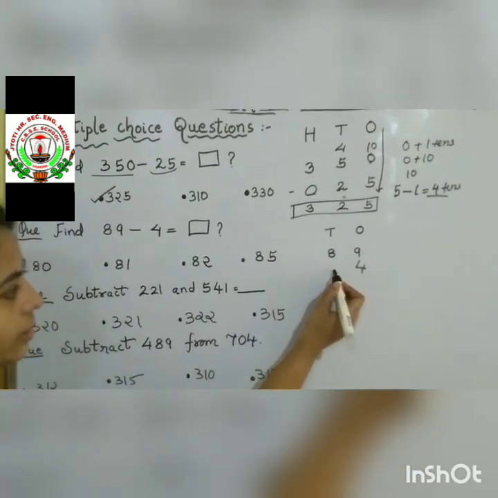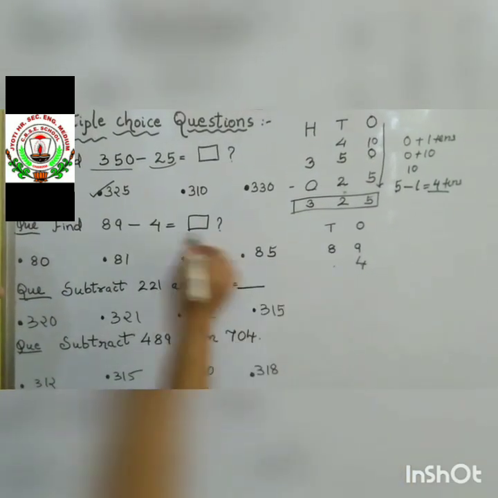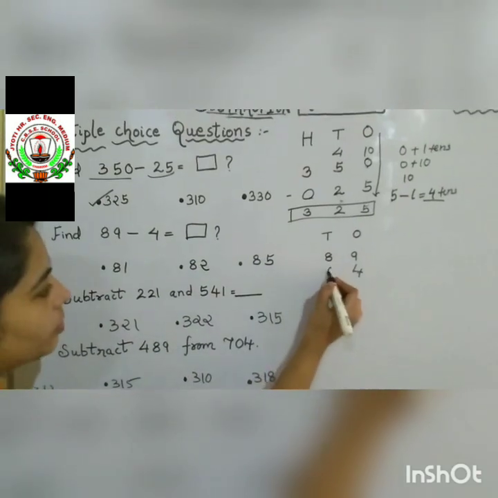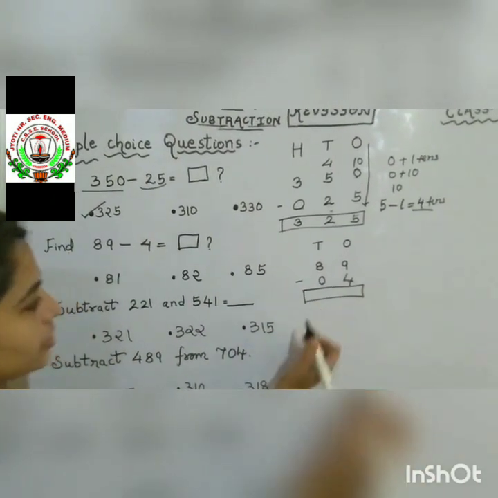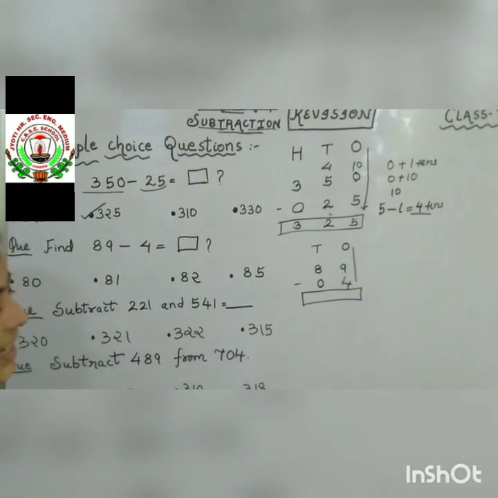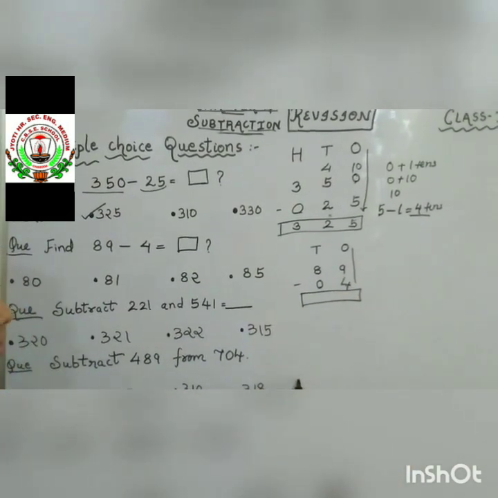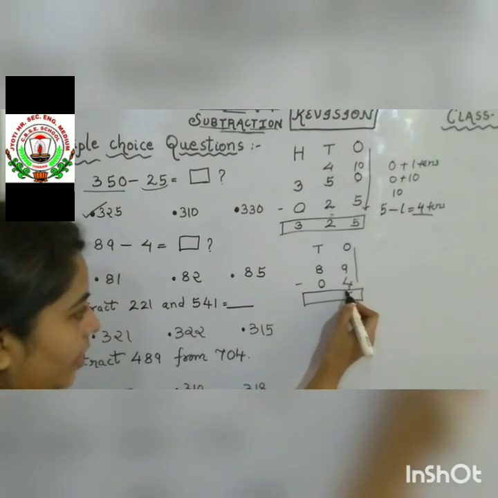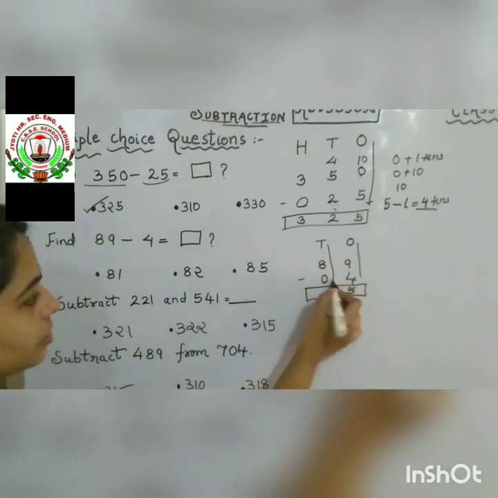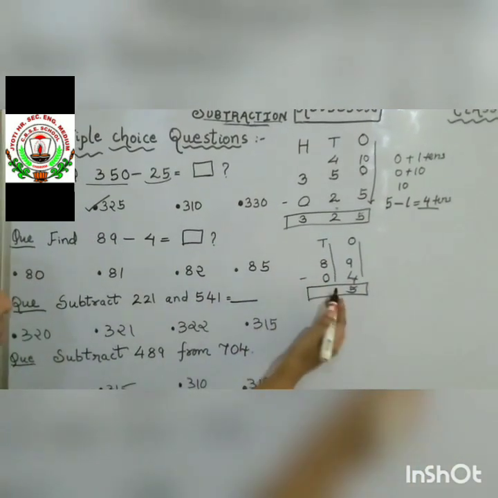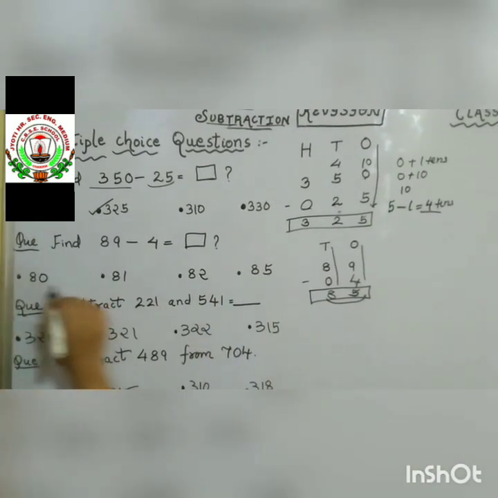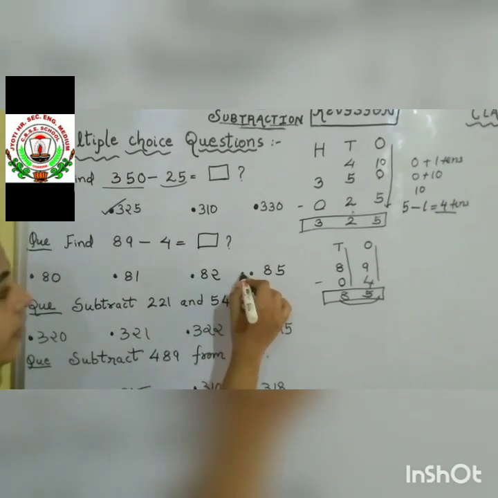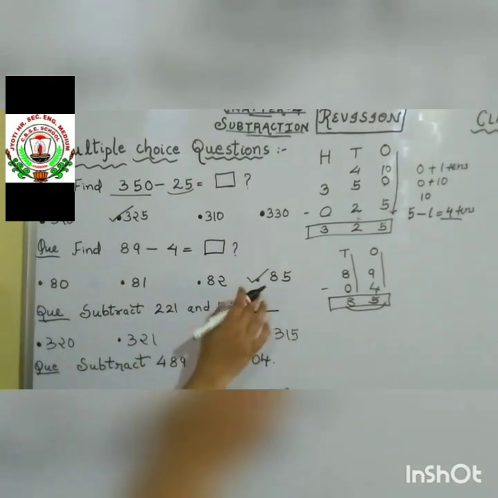Can you see any number in the tens place given here? No. So put 0 or leave it empty. Put the subtraction sign and do the subtraction. Starting from the ones place, 9 minus 4. What is the answer? 9 minus 4, 5. Then let us do the tens place. 8 minus 0, 8. So we have the answer 85. Do we have 85 in the options? Yes, we have. Put a tick mark over the option 85.